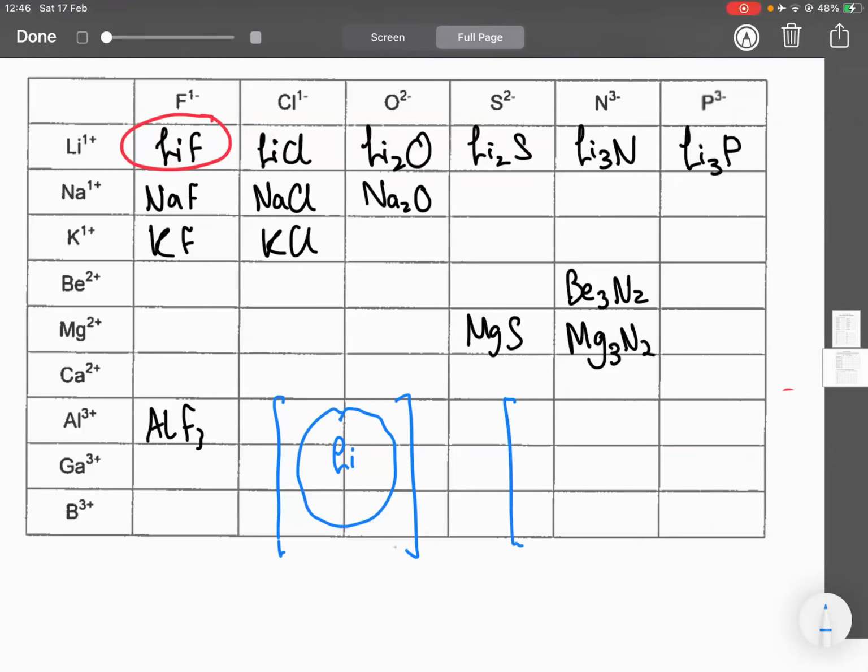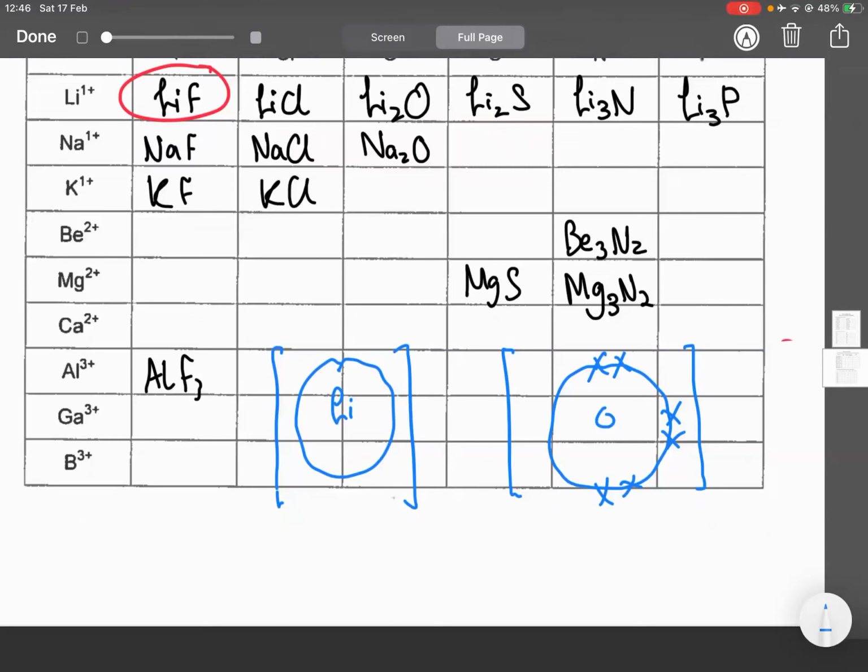And oxygen's group 6, so how many electrons does oxygen have? Oxygen's group 6. Yeah, so it has 6 electrons. And lithium is group 1, so it has how many? 1. Lithium's group 1, so it has 1 on this. Good. And there's 2 of them, right? Yep.